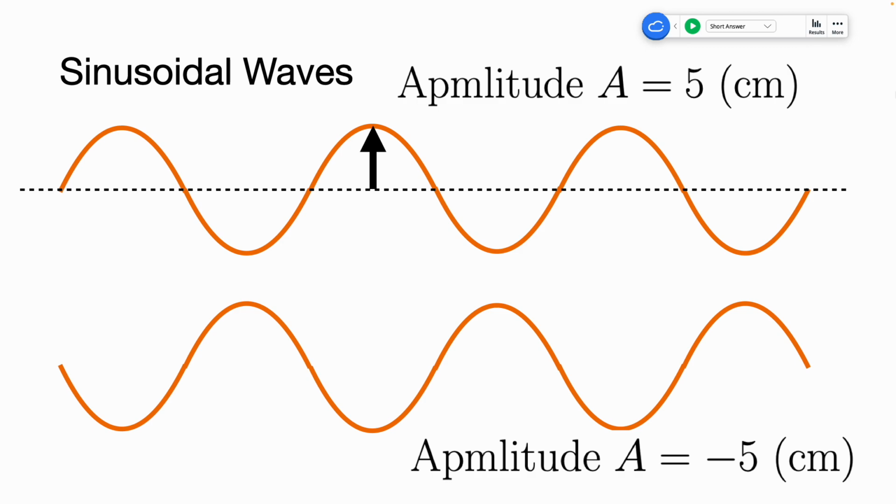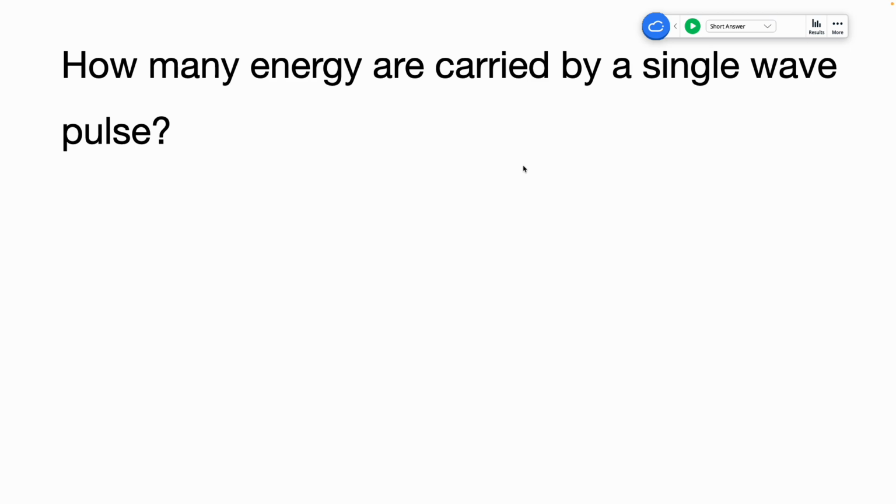The energy will turn out to be the square of the amplitude. That's what you'll see later. So the question is, we learned that a wave carries energy. It doesn't transport matter, but it moves energy in the direction that the wave is traveling. But how much energy is carried by a single wave pulse? How much energy is carried by that wave?